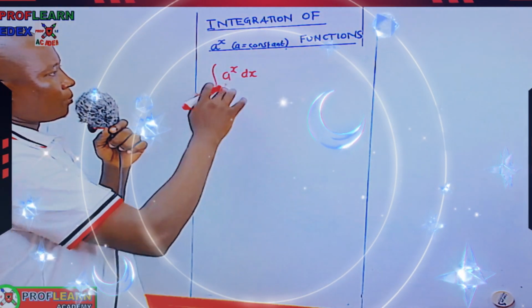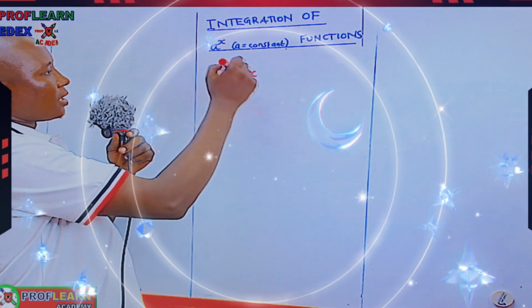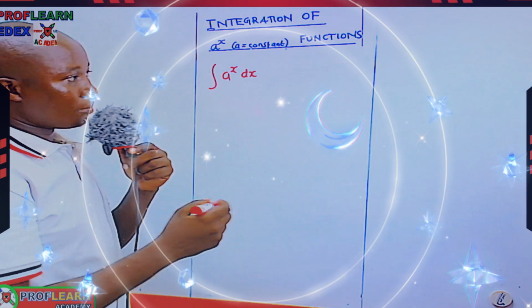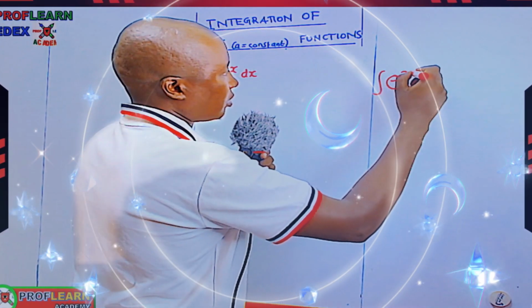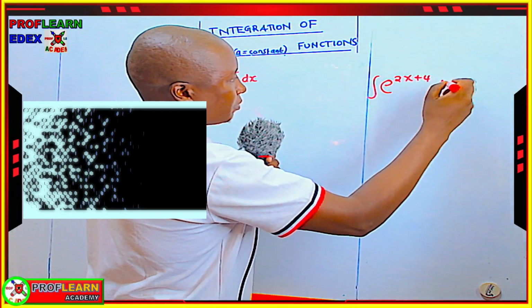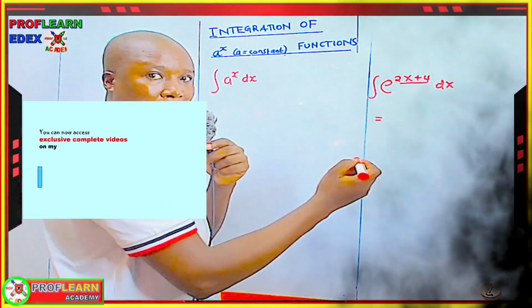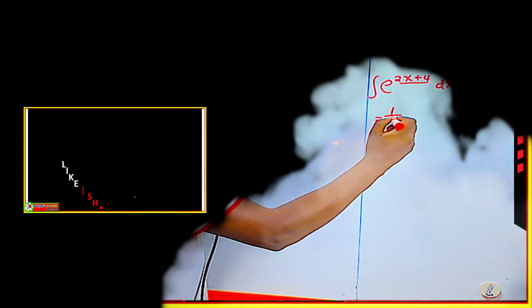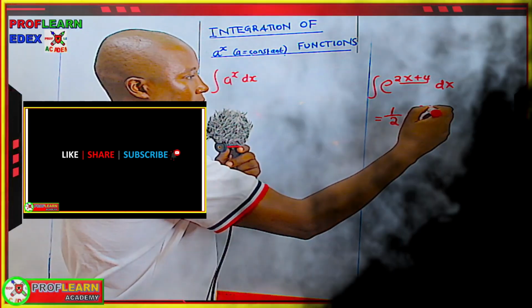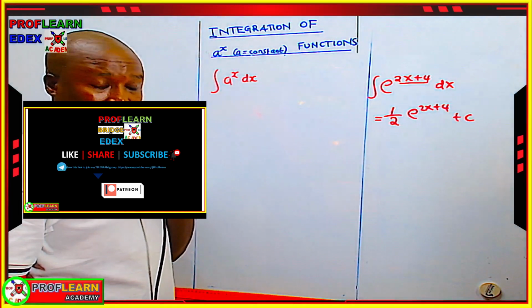Now, in order to perform this integration here, we cannot work it out since a is not e. Remember when we were integrating e^(2x+4) with respect to x, we could go straight, differentiate the power, and divide by it. Differentiating this one, we get 2. Then we say 1 over 2, e^(2x+4), then plus c as the integral of that.